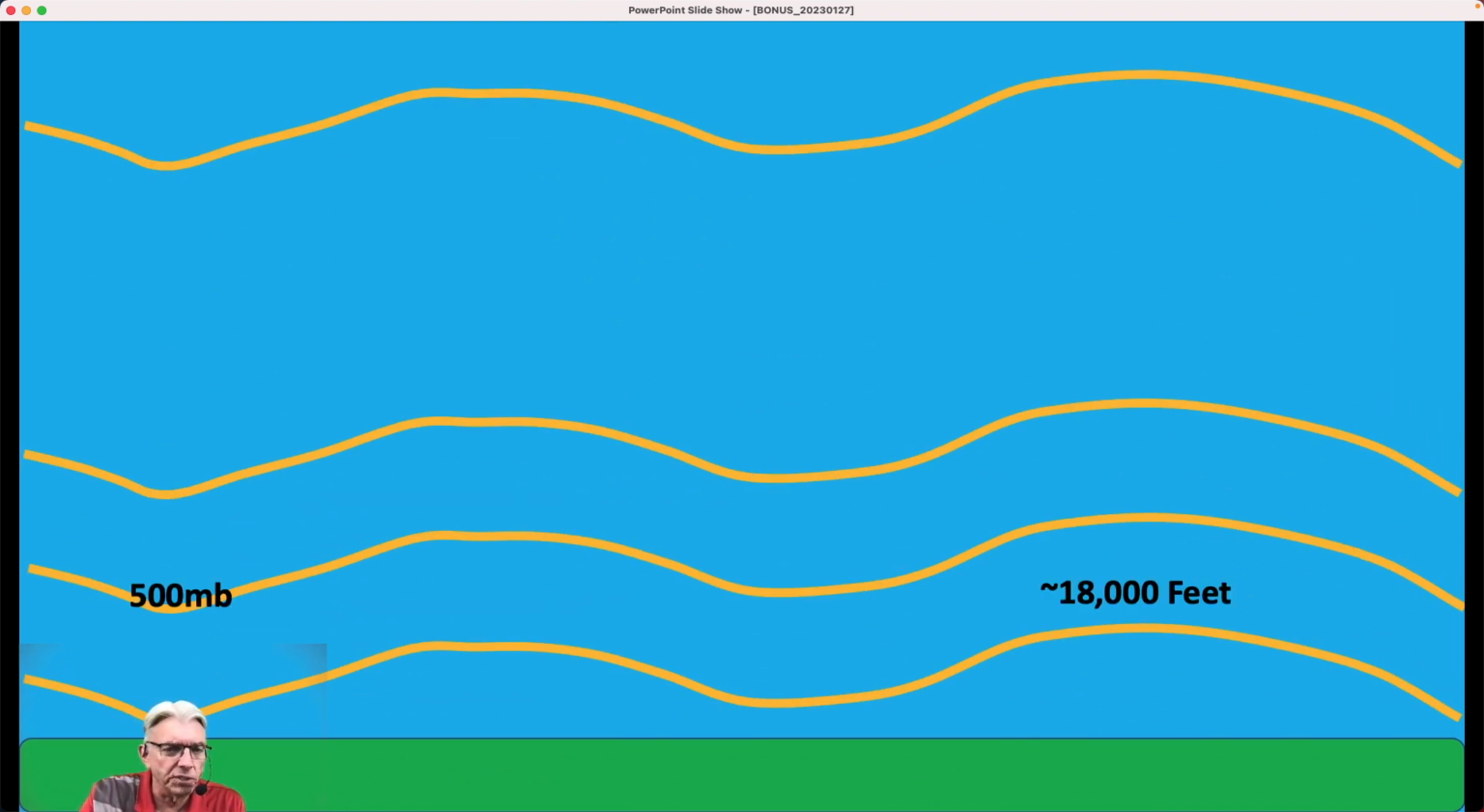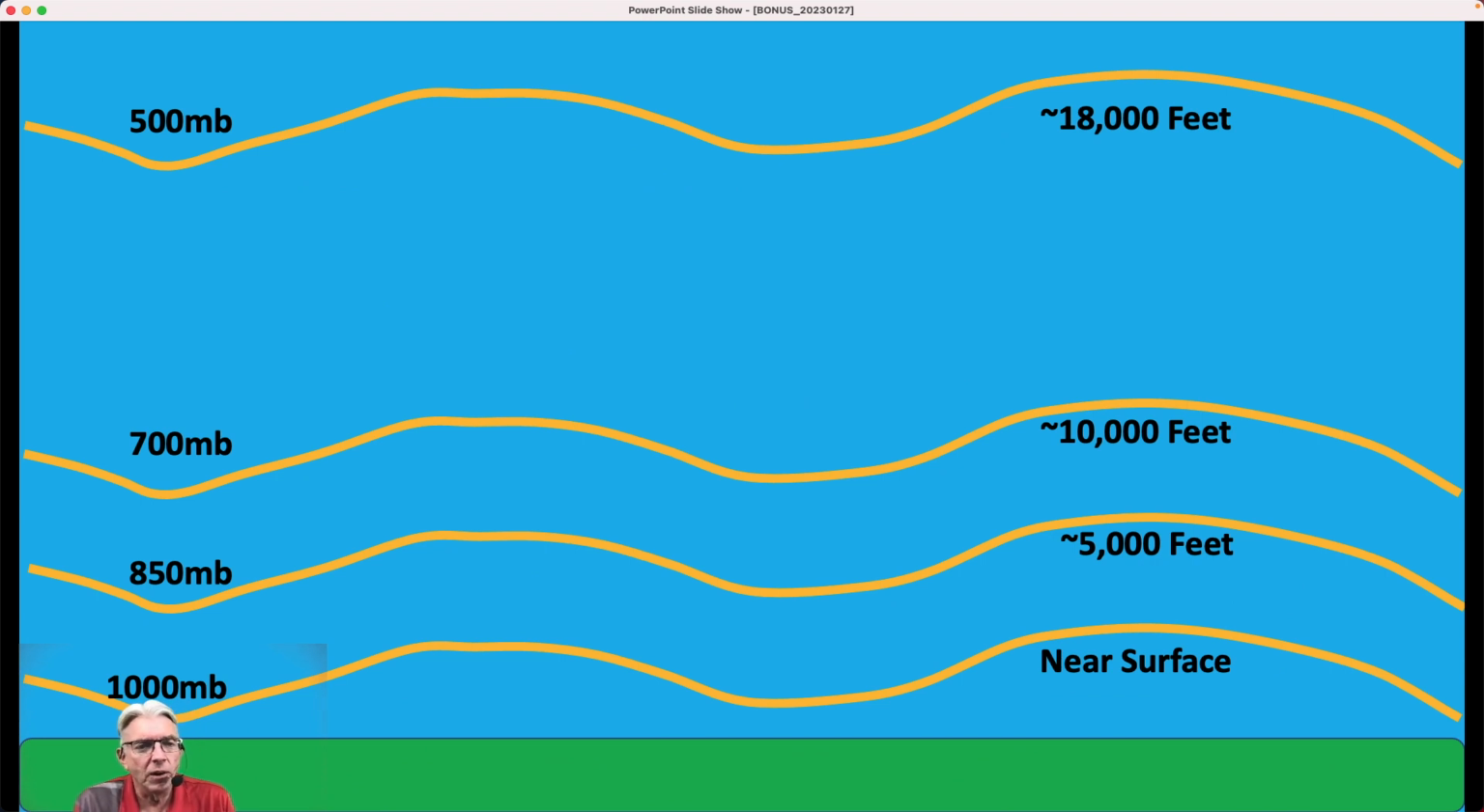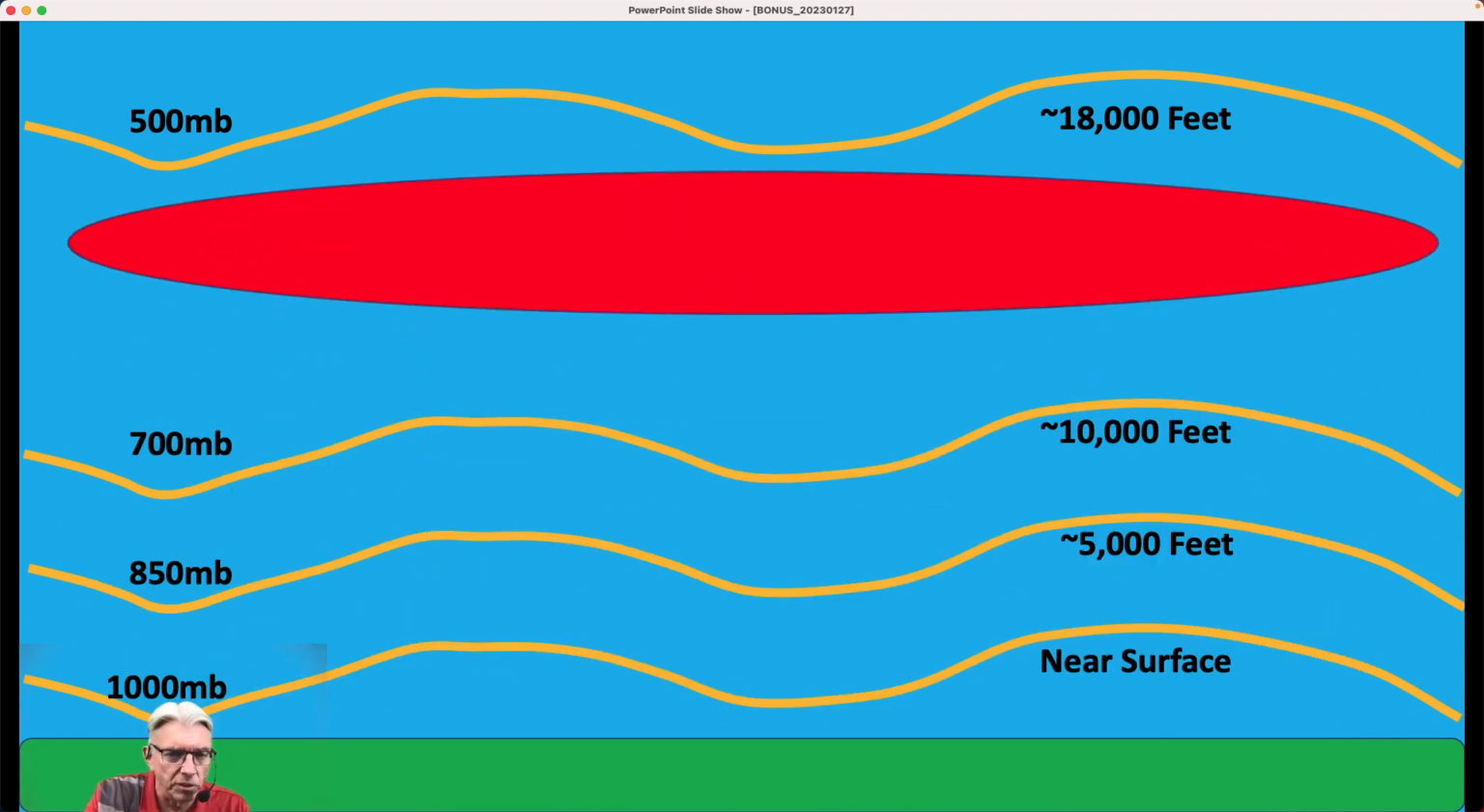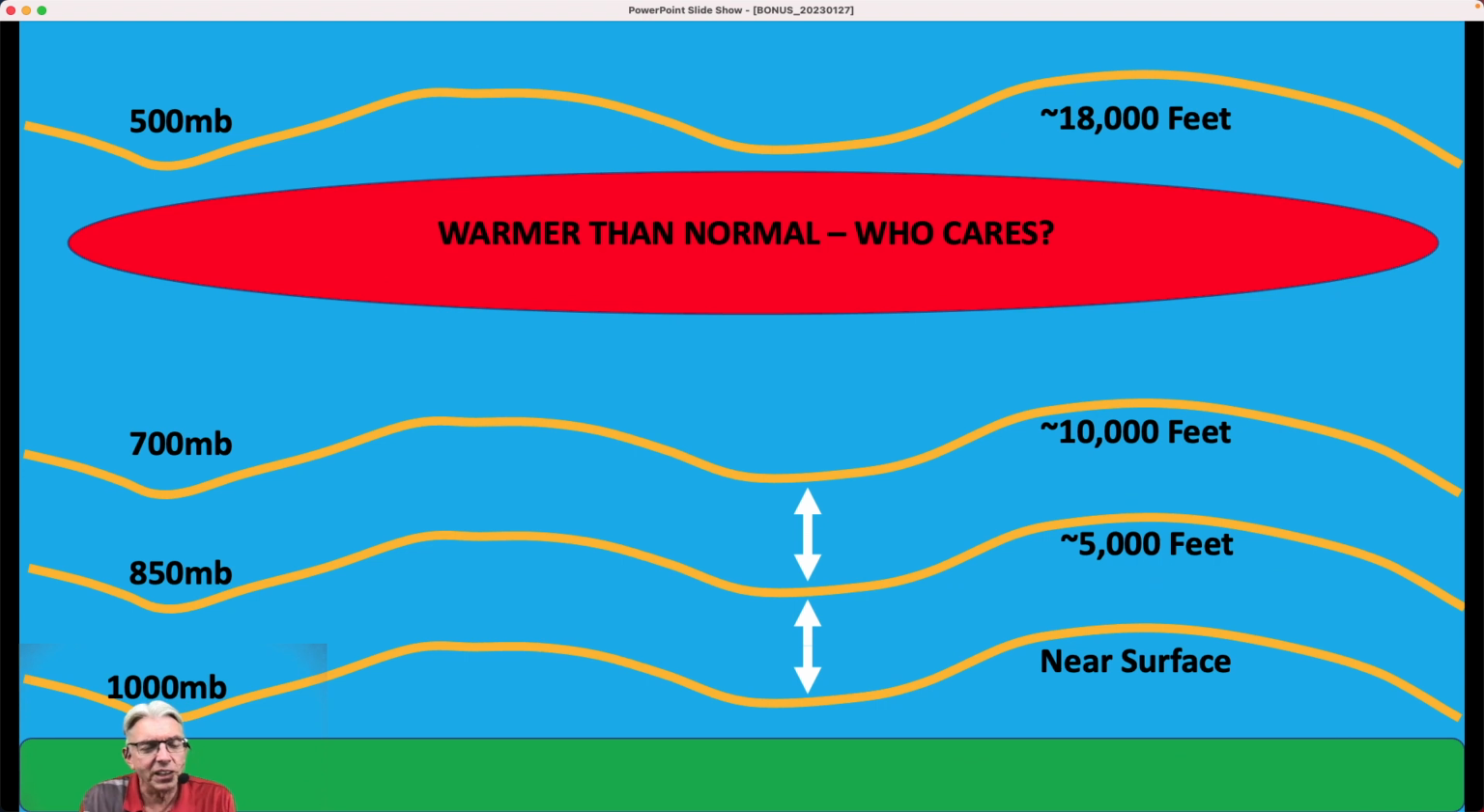So we have our four surfaces of constant pressure: 500 millibars, 700 millibars, 850 millibars, and 1,000 millibars. And the heights of these, again, they vary, but approximately 18,000 feet, 10,000, 5,000, and then close to the surface. So up close to the top of the layer, close to 18,000 feet, it was warmer than normal. But who cares? Because, again, it's always cold enough to snow up there anyways. The thicknesses we look at on a daily basis, or at least when we're concerned about a winter weather threat, are the 850 to 700 and the 1,000 to 850.